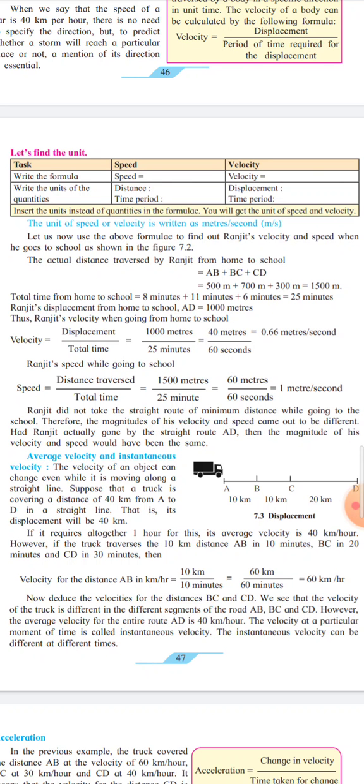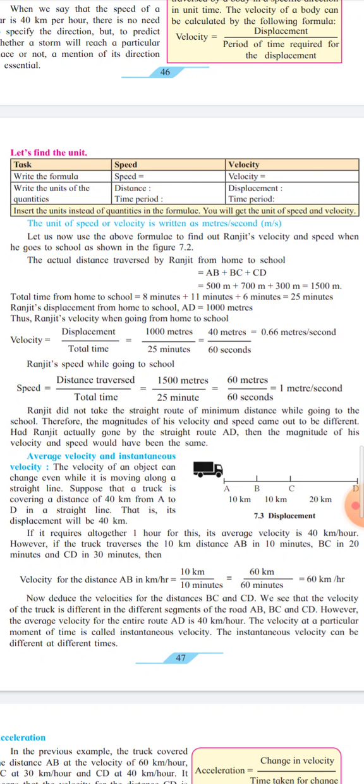is 10 minutes. So if we put these values in the velocity formula, 10 km upon 10 minutes. Multiply both the values by 60. If we multiply 1 km by 60, the answer is 60 km, and 10 minutes into 60 is 60 minutes. So the answer will be 60 km per hour. So this 60 km per hour is the instantaneous velocity.